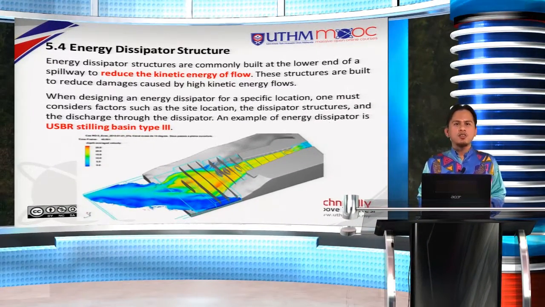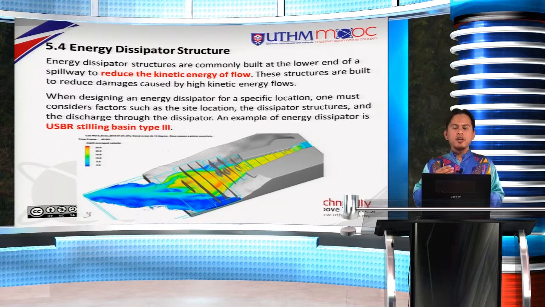For the last hydraulic structure that will be discussed in this topic, known as energy dissipator structure. Energy dissipator structure is not a common structure like you can see with sluice gate, weir, or bridges. Energy dissipator is normally located at the bottom of the dam, and this structure is commonly built to reduce the kinetic energy of the flow. In simple words, energy dissipator tries to dissipate the energy, the power of the water that flows from the upstream to the downstream to reduce the power of the flow.